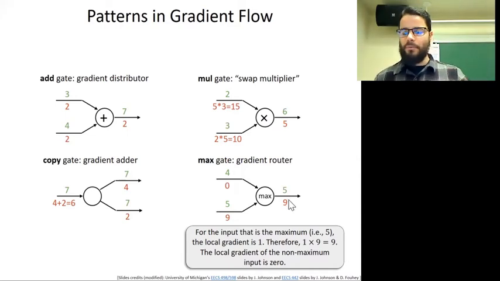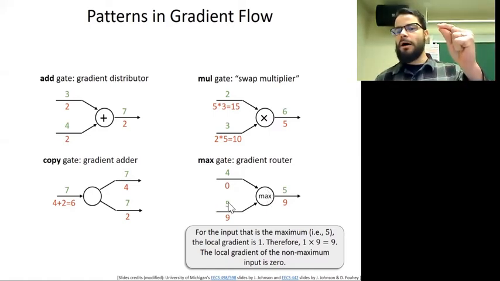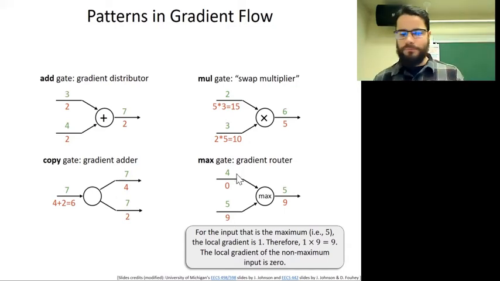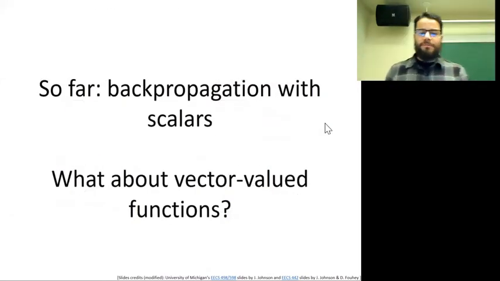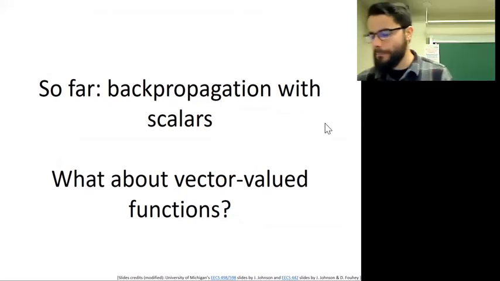In other words, the simplified behavior of this node is: you get the highest input, and then you just put the upstream gradient on the bottom of it. Very nice. Well, so far we've been talking about backpropagation with scalars as parameters. What about vector valued functions?